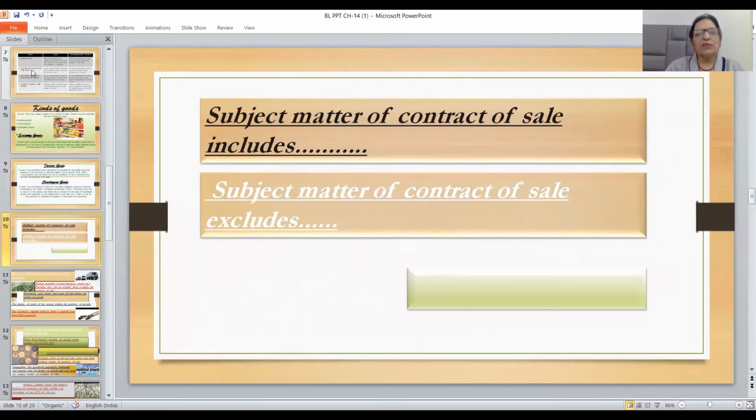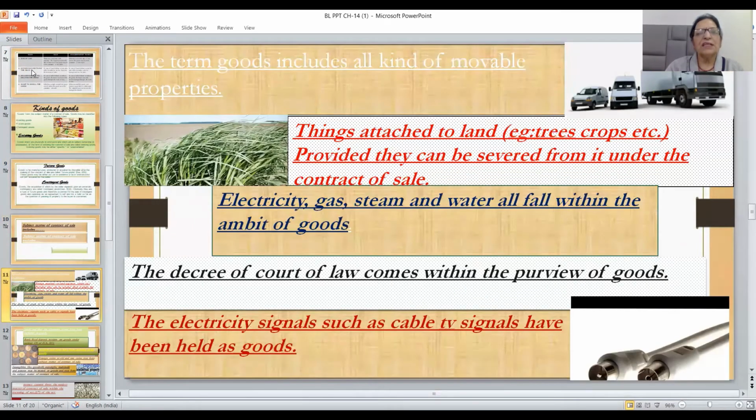This is also an important question which is asked in the examination. What do you mean by the subject matter of contract of sale? What does it include and what does it not include? So, subject matter of the contract of sale includes these various items, and these items have been decided on the basis of case laws. In the various case laws, judges have held that subject matter of the contract of sale will include all these items.